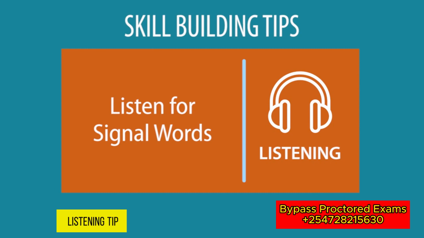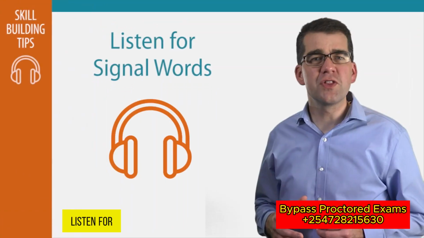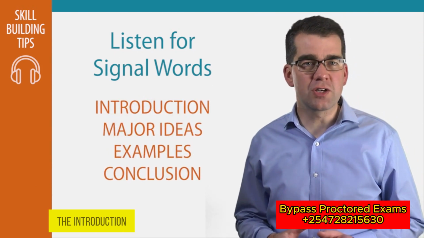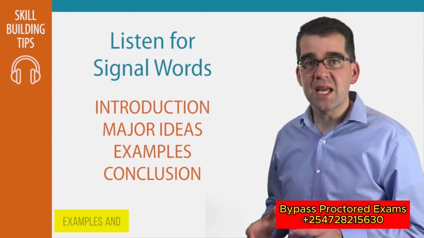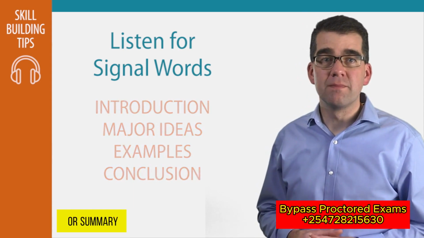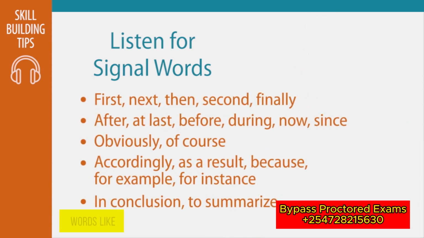Here's a listening tip that can help you understand how a lecture is organized. Listen for the signal words that indicate the introduction, major ideas, examples, and the conclusion or summary. These might be sequence words like first, next, and then. Or they might indicate time or a chronology, like before, during, or since. Or they could show cause and effect, like accordingly or as a result. These signal words are good cues for when to take notes.